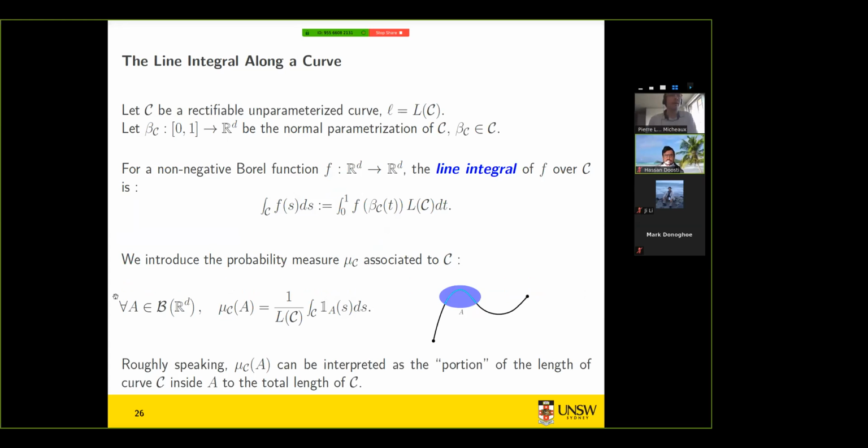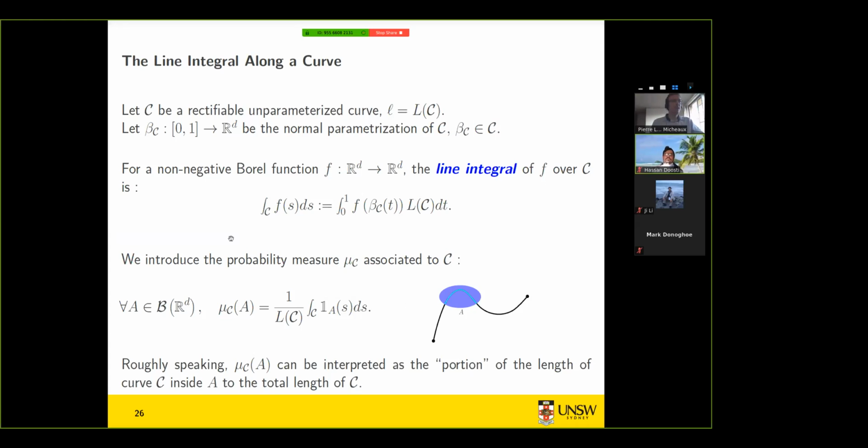All right, so the last thing we need to introduce is the line integral along a curve. The line integral of the function f along this unparameterized curve C is defined by this formula in the middle. It's just the Riemann integral of f of beta c of t, where beta c is the normal parameterization that I just introduced, multiplied by the length of this curve. And now we can introduce, for every Borelian set A, the mu c of A. The probability measure mu c is just the line integral of the indicator of the set A divided by the length of C. So roughly speaking, mu c of A can be interpreted as the portion of the length of the curve C that intersects with this set A.